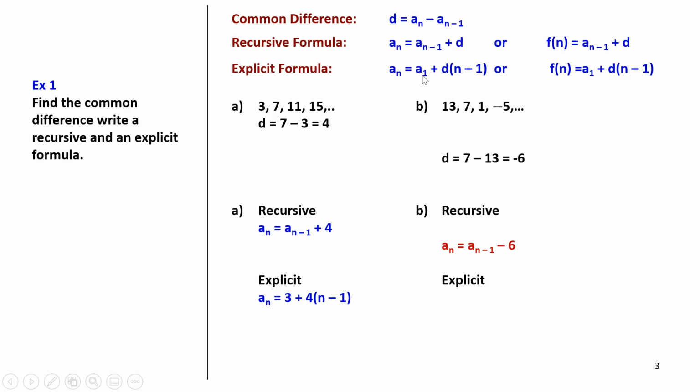I do know what a sub 1 is because that's in my list up here. It's 3. And I do know that the d value is 4. So I'm going to plug those guys in. And I could either leave it just like that, or I could distribute the 4 and simplify a little bit.